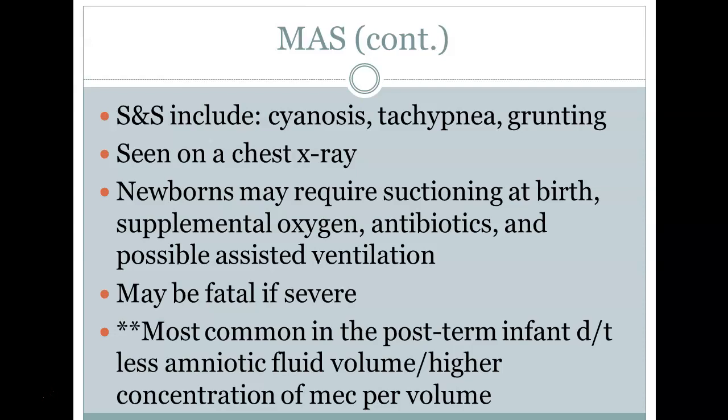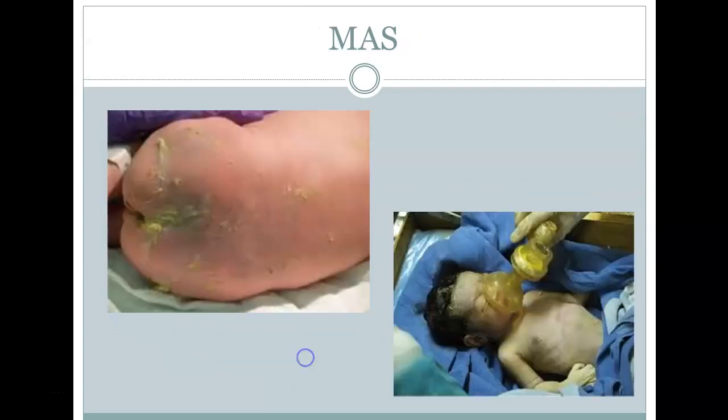It's most common in the post-term infant due to the less amniotic fluid volume and higher concentration of meconium per volume. So they have less fluid, a higher concentration of meconium per volume of fluid, and that is where they're at highest risk for aspirating that meconium and the amount that they have in there. This is just a picture of a baby who not only passed meconium but had some meconium staining. You can see the whole body is a little yellow. And again, the wasted appearance, and this baby obviously is requiring some assisted ventilation due to the meconium aspiration.